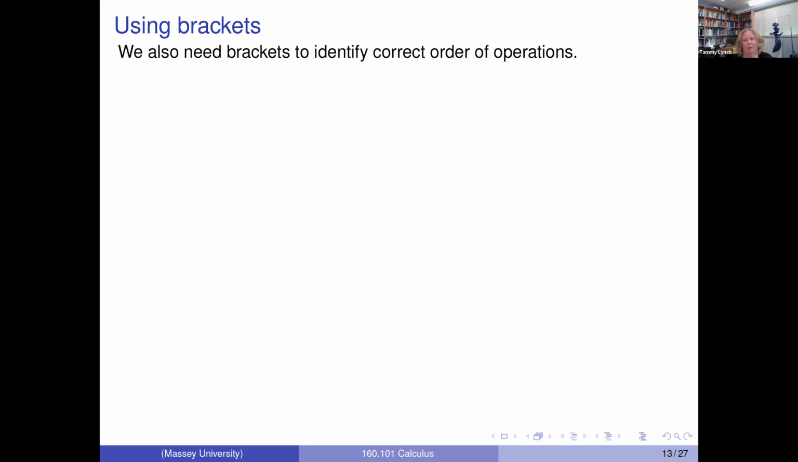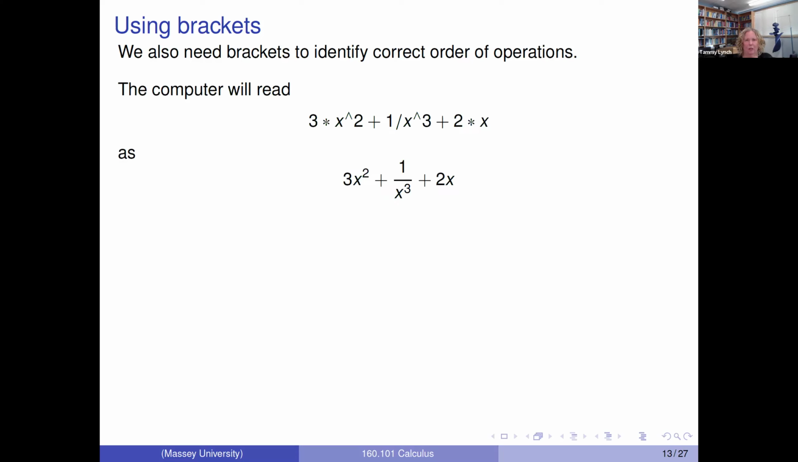They're also critical to identify our correct order of operations. So let's look at a few examples. If I have this thing here that I type into my computer, I can read that as 3 times x squared plus 1 divided by x raised to the power 3 plus 2 times x. So the computer's reading that as 3x squared plus 1 over x cubed plus 2x.